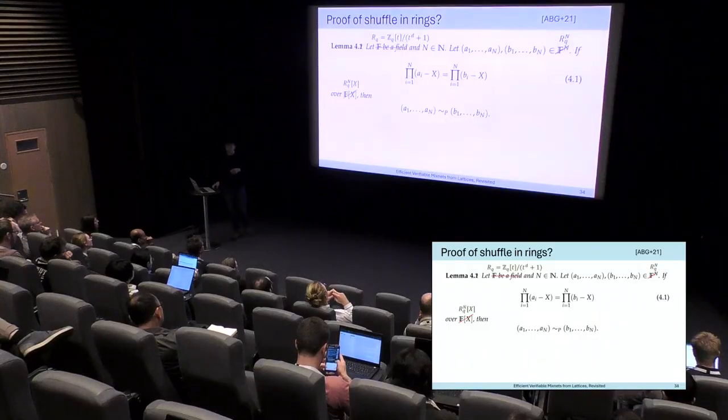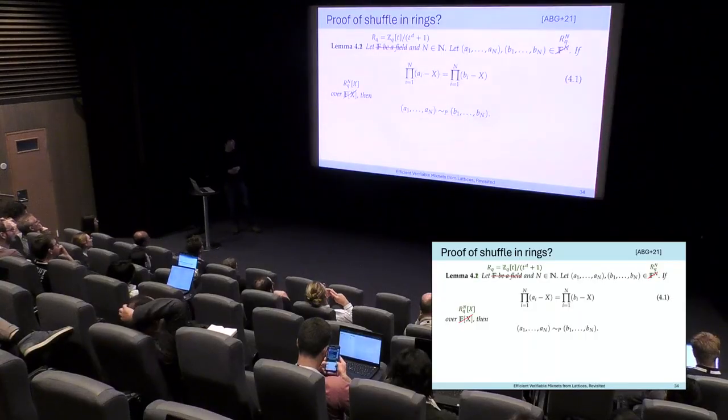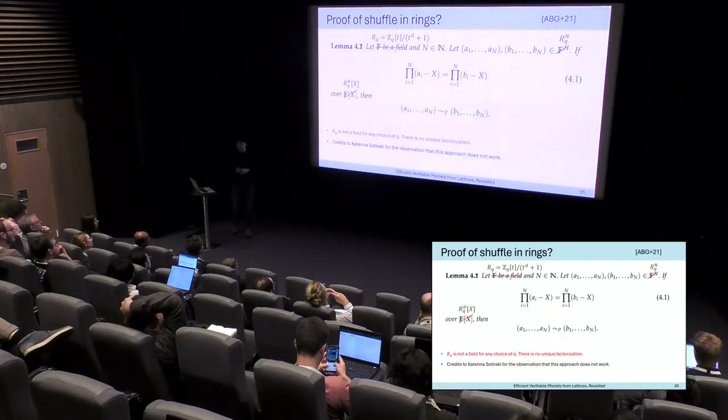Now the problem comes if one wants to adapt this approach directly to the rings used in lattice-based cryptography. This is what is done in the work by Araña et al. from 2021. The problem here is that these rings are not a field. These rings actually factor for all choices of modulus Q.